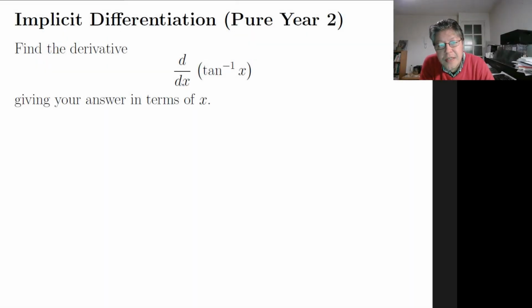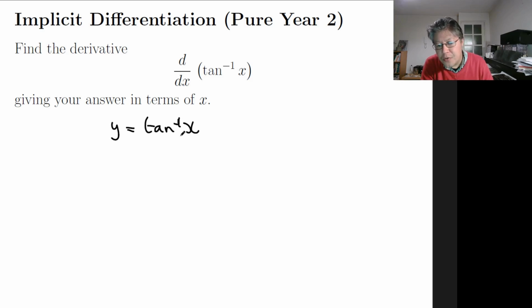Okay, so in this video we have an example question: find the derivative d dx of tan inverse x, and we need to give the answer in terms of x. The method that we're going to use is going to involve implicit differentiation. So we'll begin first by writing y equals tan inverse of x.